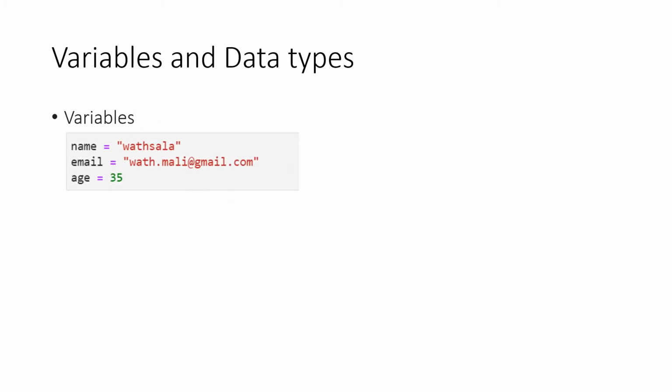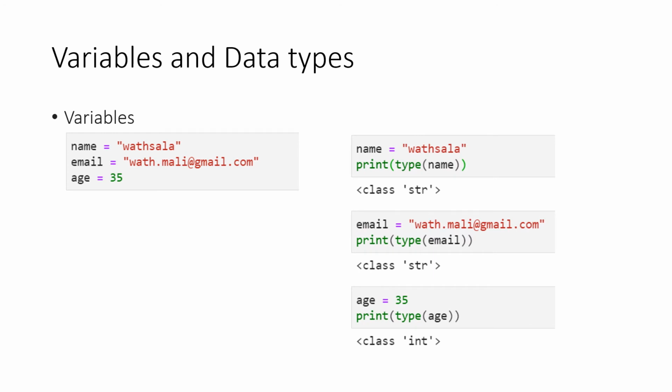Here I have given three variables: name, age, and email. You can see that the first two variables have letters and symbols within double quotes and the third one is a number. We want variables to represent different data types and put them in different categories, so the computer can allocate memory based on that and define the operations on them. We can check the type of a variable using the type command. You can see that name and email are strings while age is an integer.